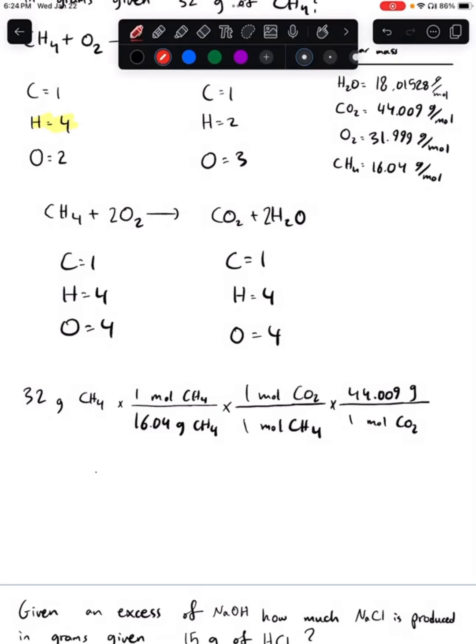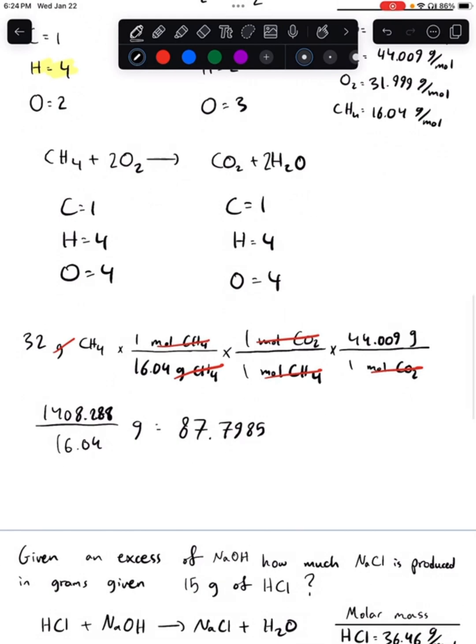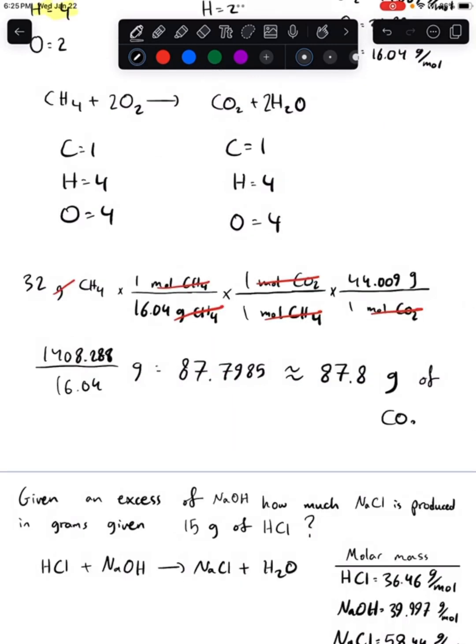So let's calculate this. We're going to cancel our units, and now we end up with grams of carbon dioxide. You get 87.7985, so you can say approximately 87.8 grams. And that's your final answer.